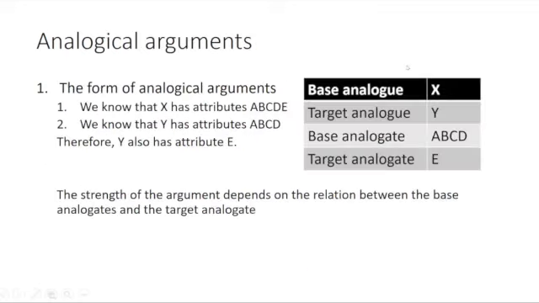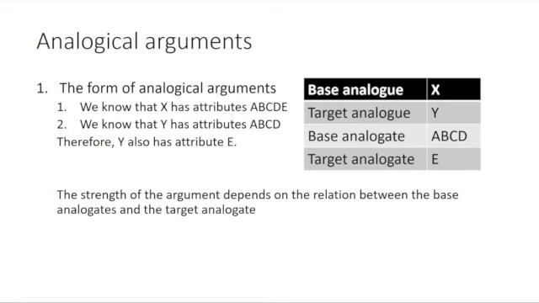And an analogical argument has this kind of form, yeah? We say, for example, about two things, X and Y, that X has attributes A, B, C, D, and E, right? And then the second premise will say that we know that Y has attributes A, B, C, and D, and then we'll conclude that Y also has E, right?